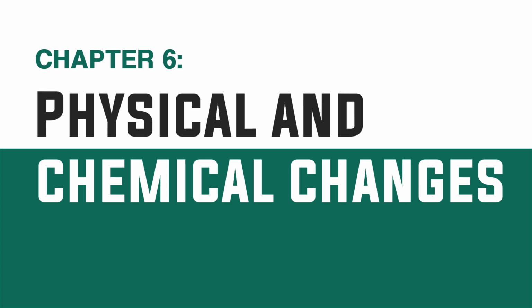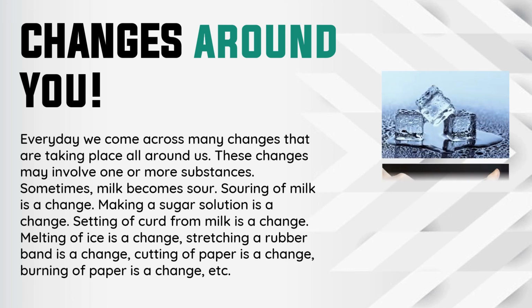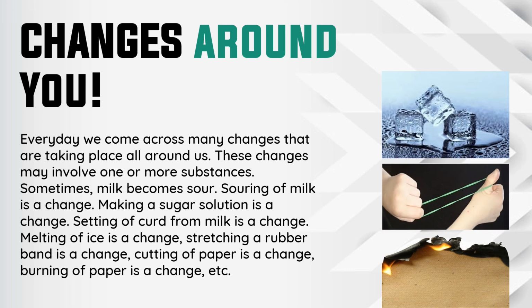Today we are going to start the new chapter, chapter 6, Physical and Chemical Changes. Changes around you. Every day we come across many changes that are taking place all around us. So when we look around, we can see many changes. These changes may involve one or more substances. Sometimes one change, sometimes we can see more changes.